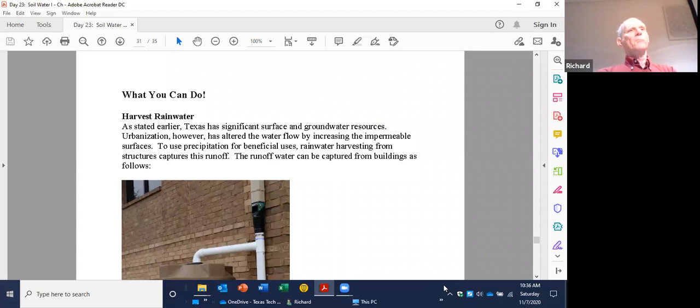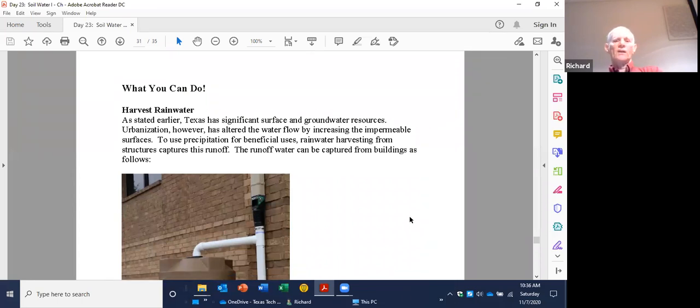Why? There are parking lots, there are buildings, there are streets, there are driveways, there are houses. The water can't go into the soil under those. It hits the impermeable surfaces and runs away as flood water. To use precipitation for beneficial use, there is rainwater harvesting from structures that capture runoff. Water runoff can be captured from buildings as follows.